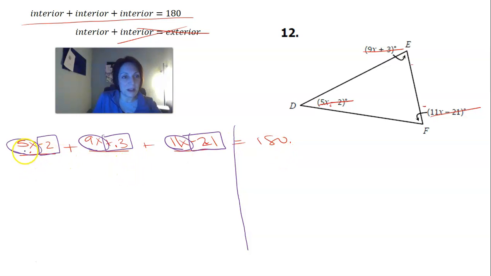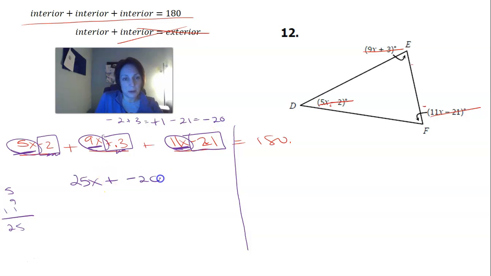So let's add our x terms. 5x plus 9x is 14x plus 11x, 25x, I believe, right? 5 plus 9 plus 11 is 25, right? So this is 25x. Then I'm going to take my number terms and add those up. So minus 2 plus 3, that gets me to negative 1, or positive 1, right? And then minus 21 gets me to negative 20. So I wrote plus, so I'm writing negative 20. You could also just write minus 20. And then over here I still have a 180.